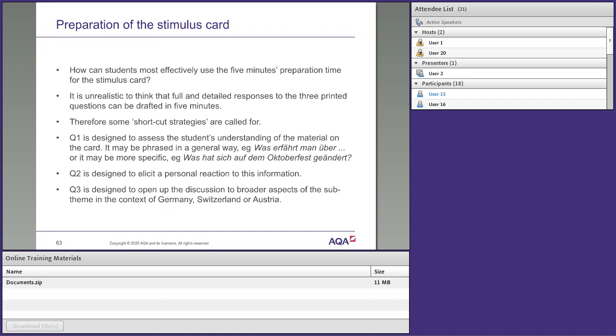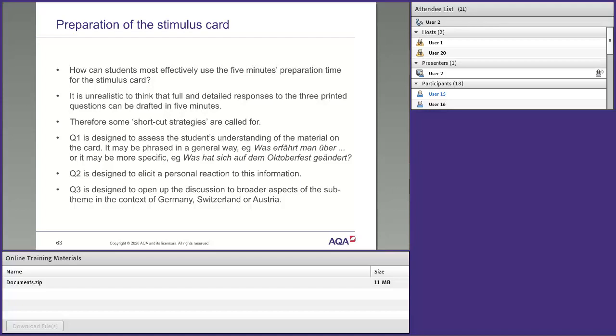So how can the students most effectively use their 5 minutes preparation time? It's unrealistic to think that they can write a full detailed response to 3 questions, having spent the time choosing which card they're going to do and reading the card in just 5 minutes. So they need some shortcut strategies.